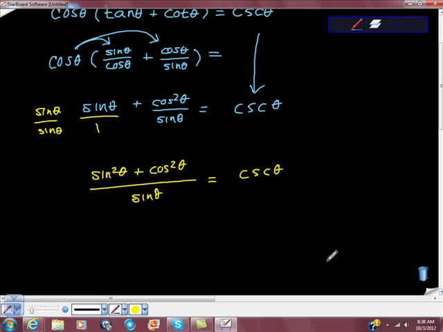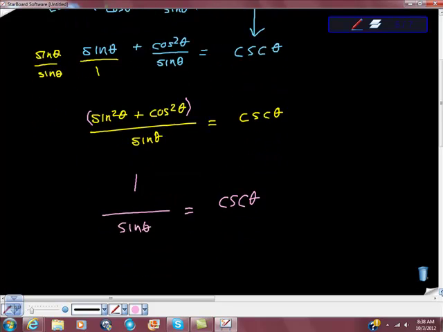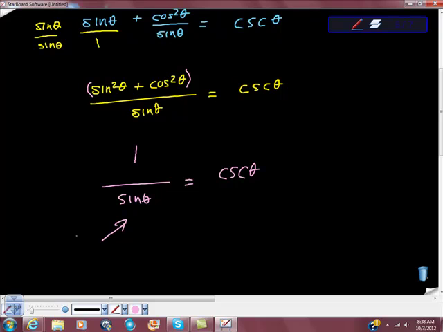Now what happens? Use a Pythagorean identity here. We know that sine squared theta plus cosine squared theta is equivalent to what? Look in your Pythagorean identities. It's 1. So this whole thing just replaces with 1. So sine squared theta plus cosine squared theta is 1, over sine theta equals cosecant theta. Now what? This is a reciprocal ID. Okay? Last one.